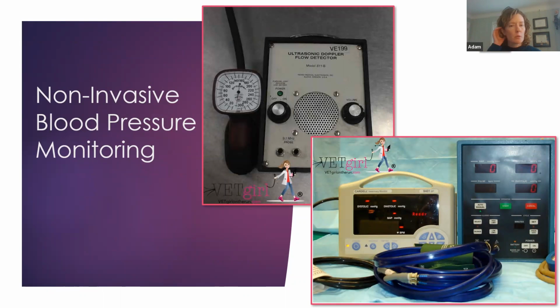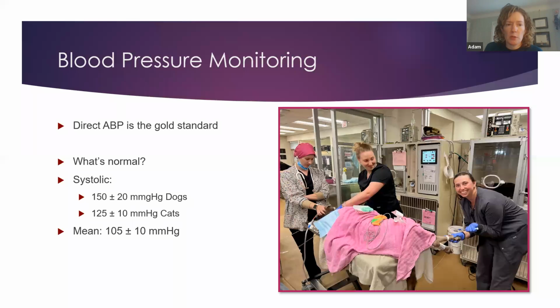Non-invasive blood pressure monitoring is the last thing that we do really commonly for these patients as we're stabilizing them. There's a couple of basic ways that we do that, with the Doppler blood pressure and the oscillometric blood pressure. So we're just going to go through both of those briefly. Direct arterial blood pressure is the gold standard.